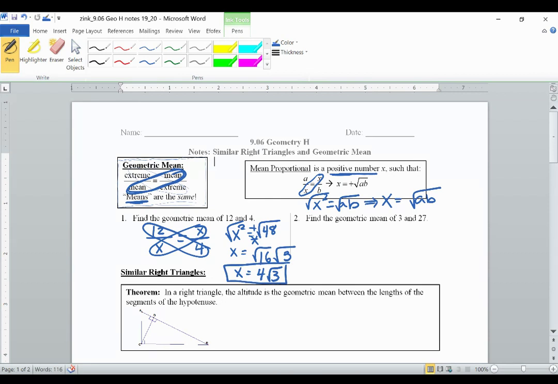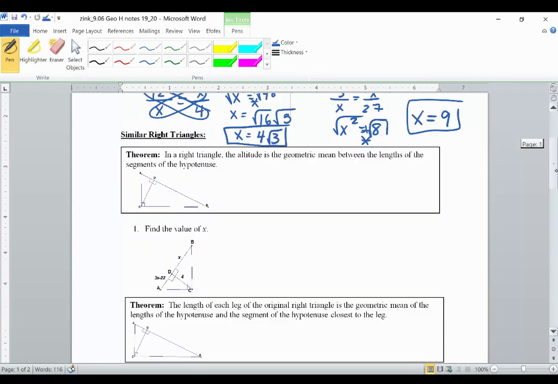Now pause the video and try the second one on your own. Find the geometric mean of 3 and 27. Go ahead and do that right now. Hopefully you've given that a try. To solve this one, you do the same thing again: 3 over x equals x over 27. Cross multiply, we get x squared equals 81. Take the square root of each side. Again, we reject the negative, so we only take the positive 9.